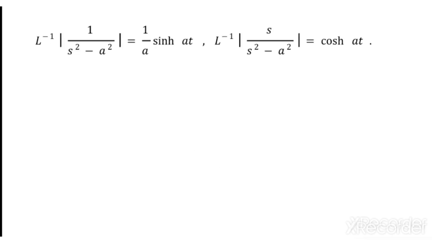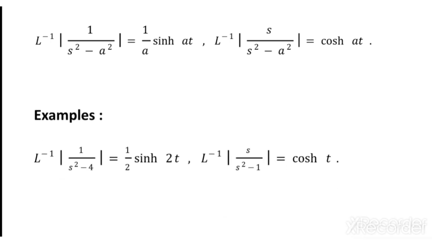The last one we have here is 1 over s square minus a square, that is 1 over a sinh a t, and s by s square minus a square is cosh a t. Similarly, as examples, if we take 1 over s square minus 4, easily we can get the L inverse of that just having the results in hand: 1 by 2 sinh 2t. And s by s square minus 1, identify a, that is a is 1, that's why cosh t.